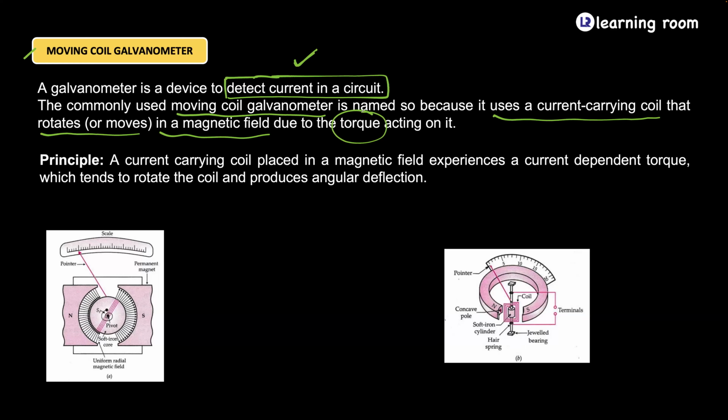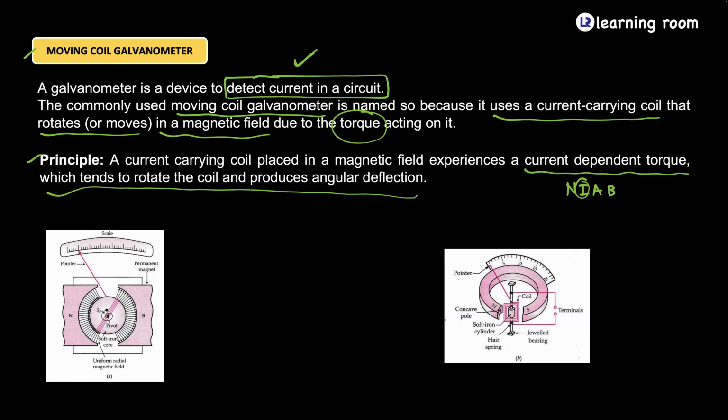Now the question is, whenever you are learning about any device, the first thing is you should know what the device is. Second is you need to understand what is the principle on which the device is designed. So what is the principle on which it is designed? Exactly the name. What is it? A current carrying coil placed in a magnetic field experiences torque. This is the principle. Okay. A current carrying coil placed in magnetic field experiences something called as current dependent torque. Why we call it as current dependent torque is because you have the formula as NIAB. It is dependent on current. So it is a current dependent torque which tends to rotate the coil and produce angular deflection.